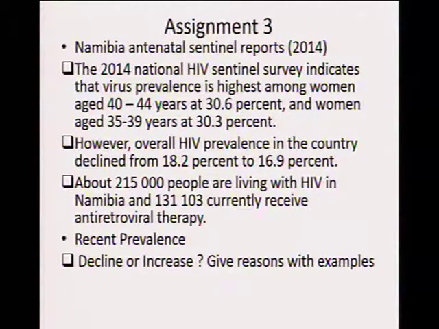And what is expected? And of course, even if you look, people living with HIV from over 200,000 to 100 currently that are on ARV. So these are some. So discuss in the light of the recent prevalences, the decline and the increase. And as I say, you have to give a reason.